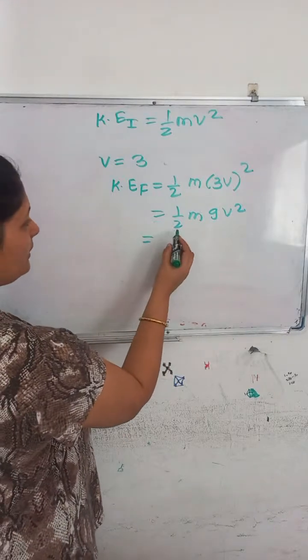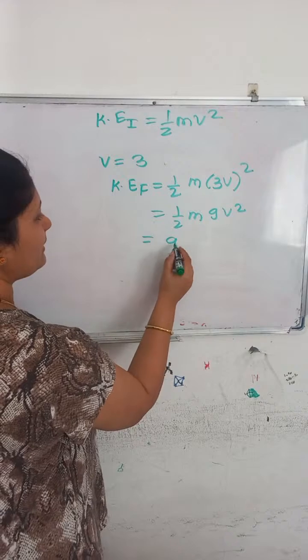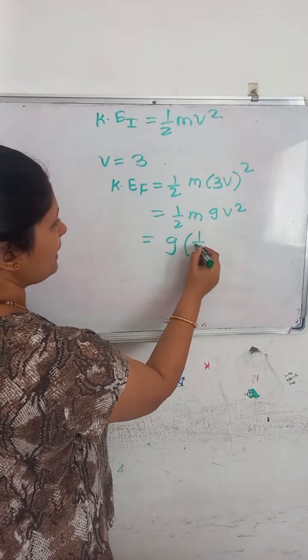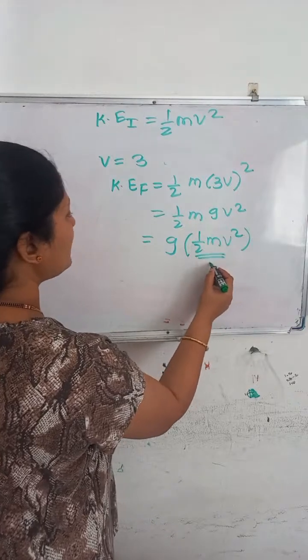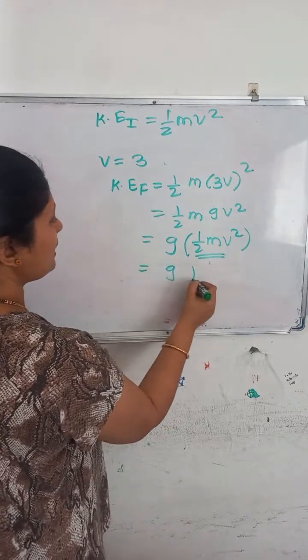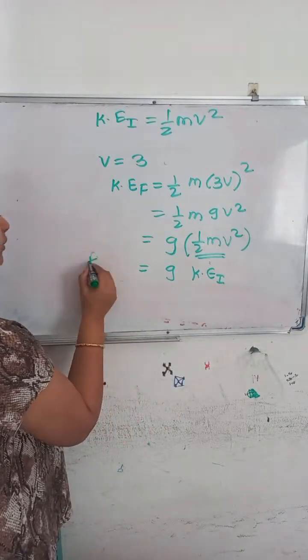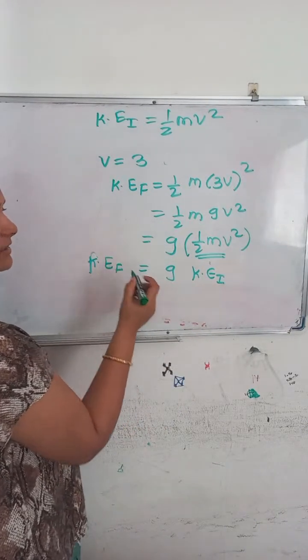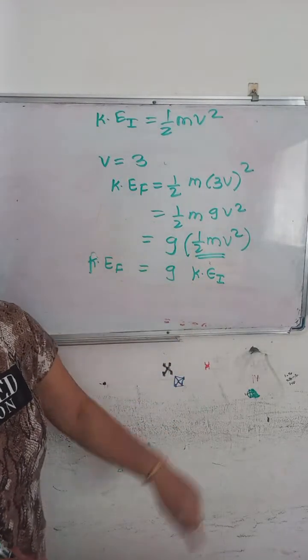Here I will write 9 aside, and the remaining half mv squared is nothing but my initial kinetic energy, no? So 9 into the initial kinetic energy. So we can conclude that the final kinetic energy is 9 times the initial kinetic energy.